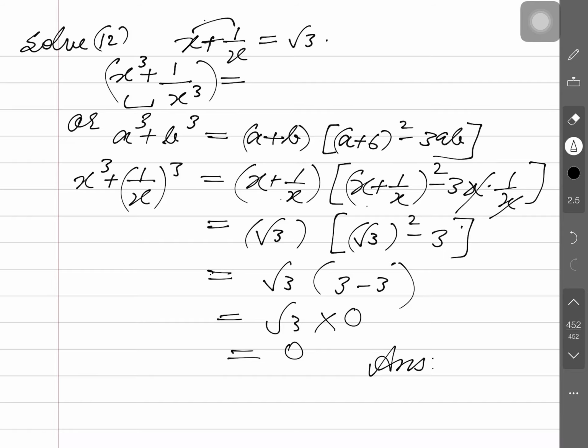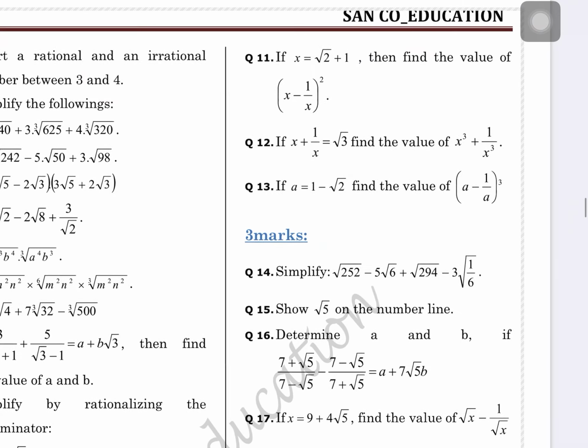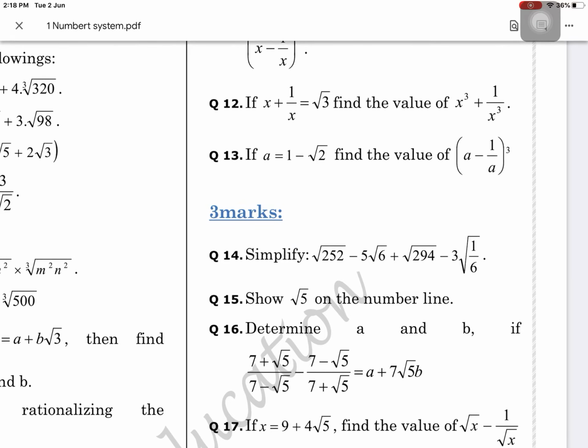So this is the method of solving these questions. Next, look, question number 13 is also there. I hope you can solve it. So question number 13 is also your home assignment. Everybody please solve it. Clear? Now look at the next, please.